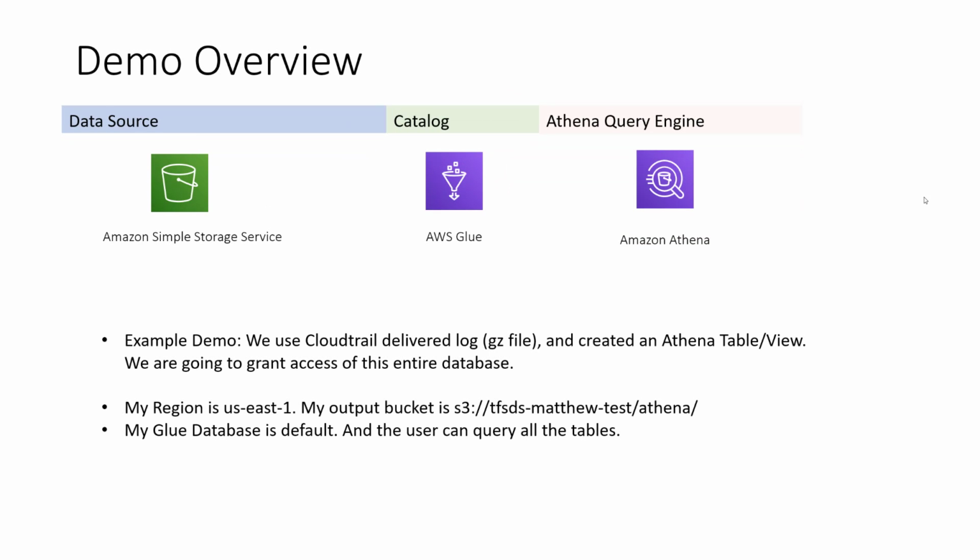So in the demo, we are going to use a very simple example, using Amazon S3 as my data source, and I already built a table in there. The Amazon S3 data source is actually a CloudTrail delivered log, which is a GZ compressed file. We already used that to build a simple Athena table, and we are going to grant this access to the end user. My region here will be US East 1, and my output bucket will be a Matthew test bucket. My Glue database is default, and the user can query all the tables.